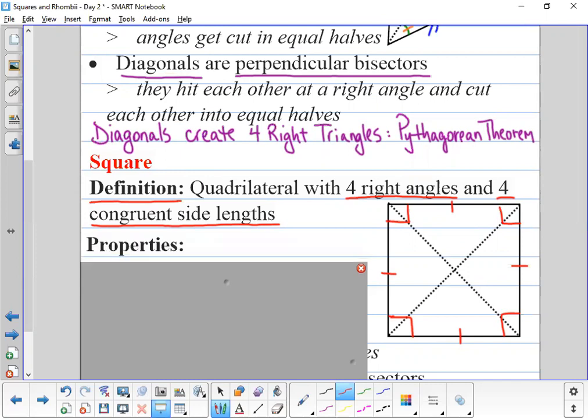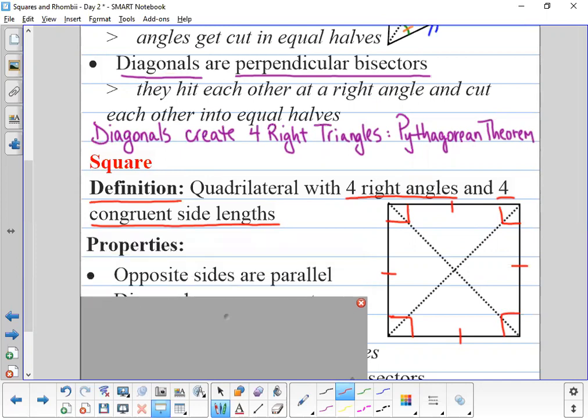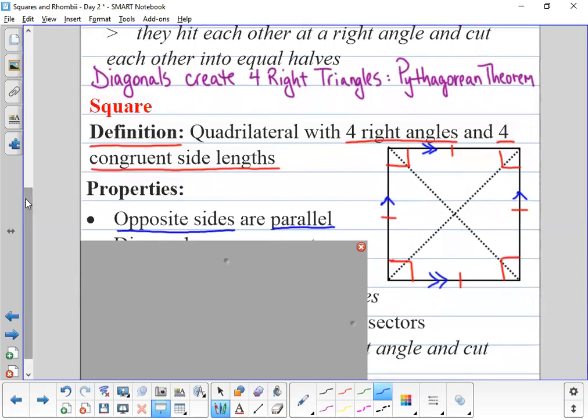Okay, so let's talk about the properties. Opposite sides are going to be parallel. So I'm going to mark that on my diagram with the arrows that indicate that the sides are parallel to each other. So I have two sets of parallel sides. That's what makes it a parallelogram. Parallelograms also have the property that the opposite sides are congruent, but we already know that because all four sides are congruent in our square. And they have the property that the opposite angles are congruent, but we already know that because all of our angles are already 90 degrees. So we don't have to specifically say those two things because they're already taken care of with the definition of the square.